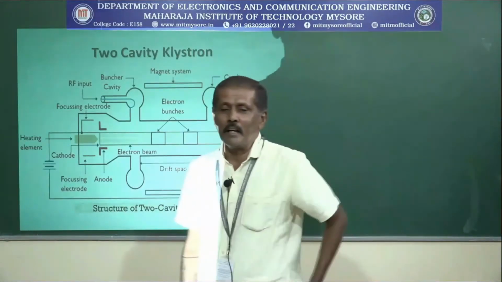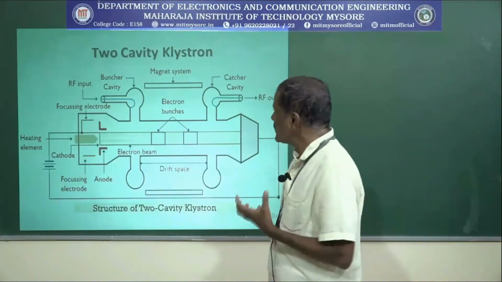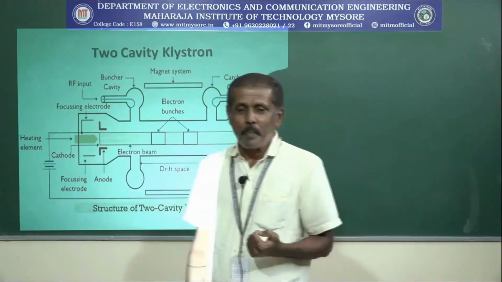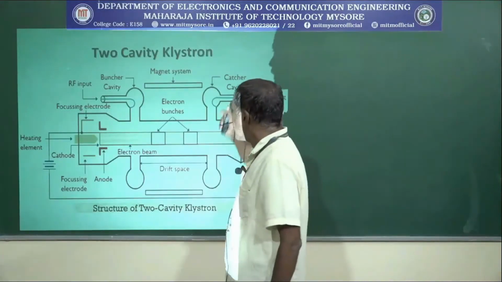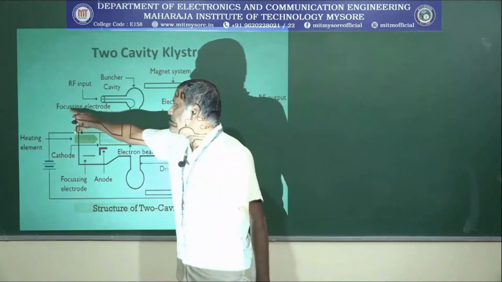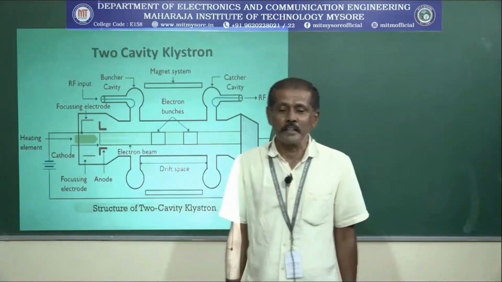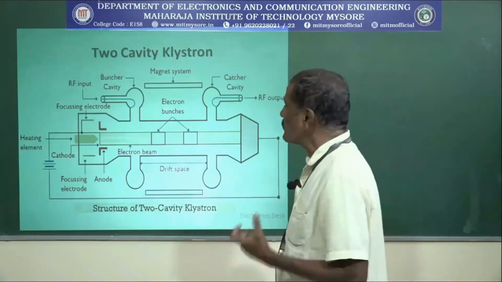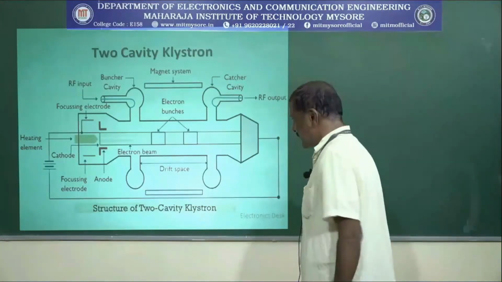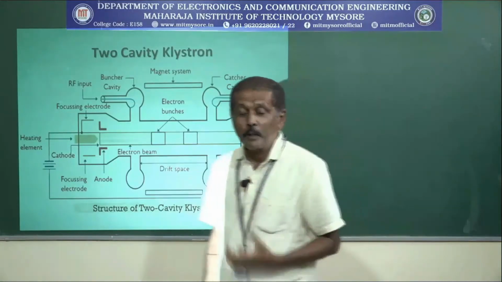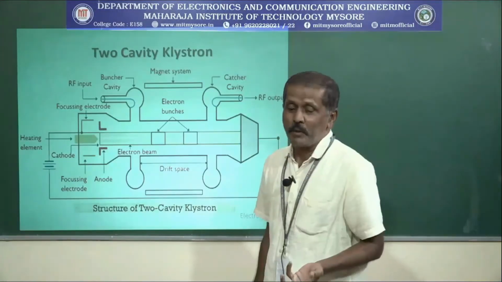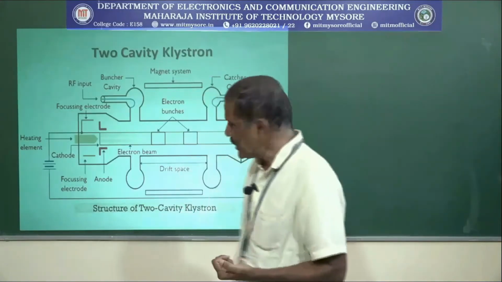Now, the basic functional difference between this and the klystron oscillator is that here we are using two cavities. Apart from this, if you observe at this particular place, you have the focusing electrodes. This focusing electrode is not present in the klystron oscillators. The basic principle on which this device operates is the same as the previous one, the klystron oscillators.